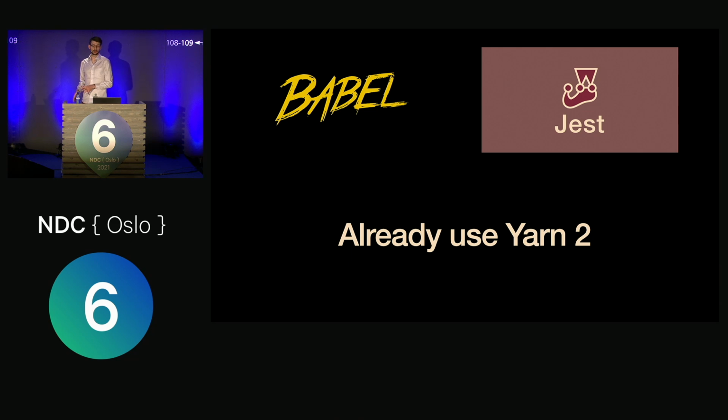Most popular libraries and frameworks are now compatible with Plug'n'Play, and many of them are moving to use Yarn 2 for building the projects themselves. Projects such as Babel and Jest are now using Yarn 2 internally.